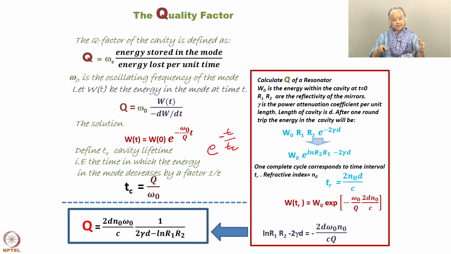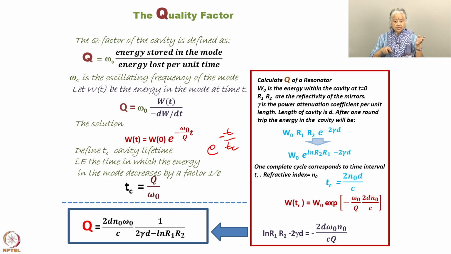Now, I want to derive a formula for Q. I want to know exactly what Q is, because I want to design a laser oscillator, and in order to design that I must know Q. So, what is the formula for Q?